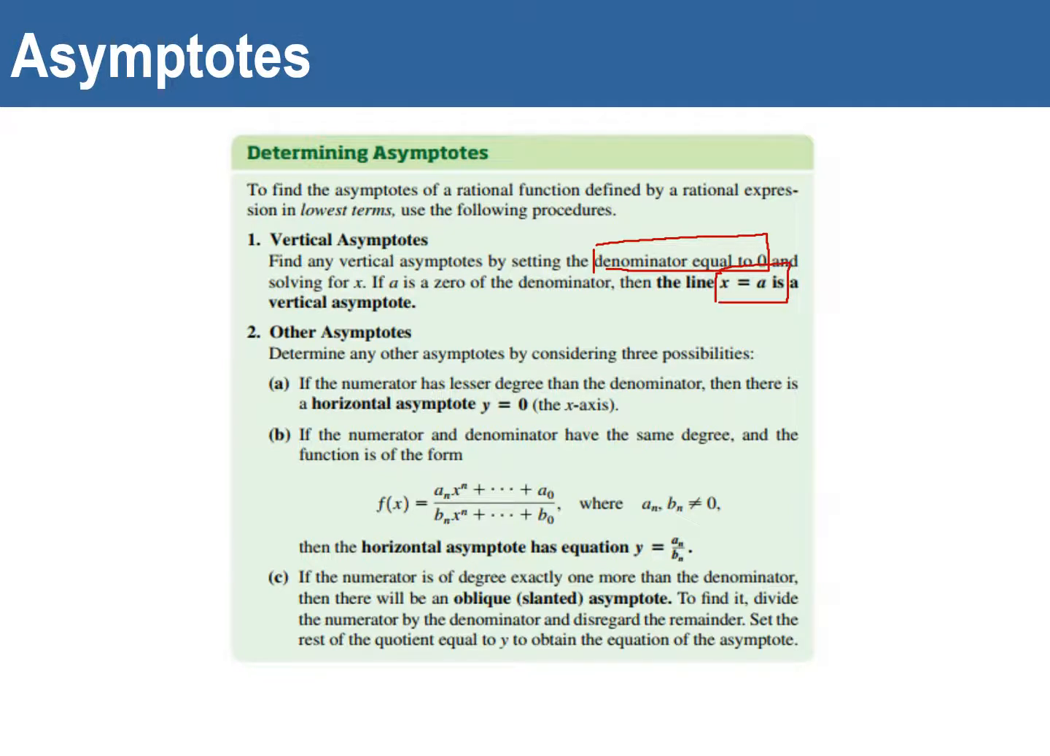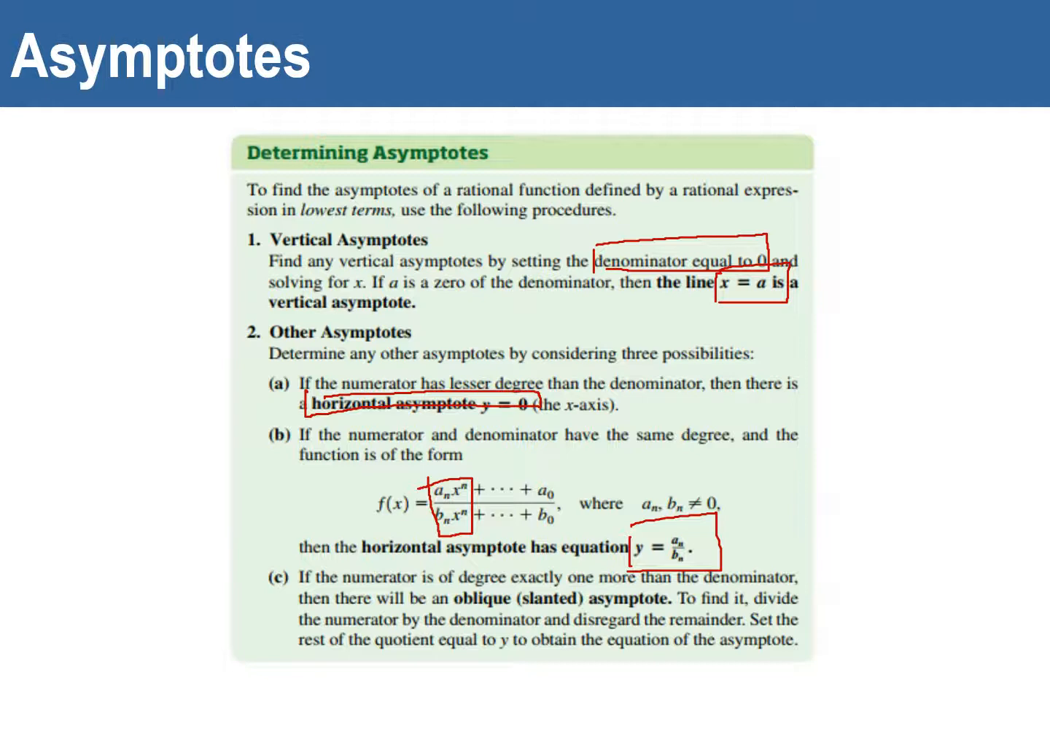For horizontal asymptotes, you're going to look at three different cases. If the numerator is lower degree than the denominator, then the horizontal asymptote is y equals 0. If the numerator and denominator have the same degree, then you're going to look at the leading coefficients, and the horizontal asymptote is y equals a sub n divided by b sub n. Now, if the degree of the numerator is greater than the degree of the denominator, then there will be no horizontal asymptote at all.